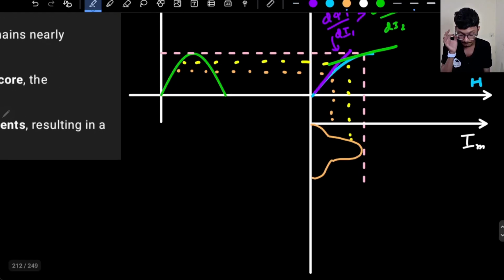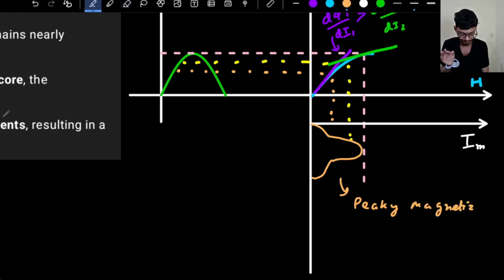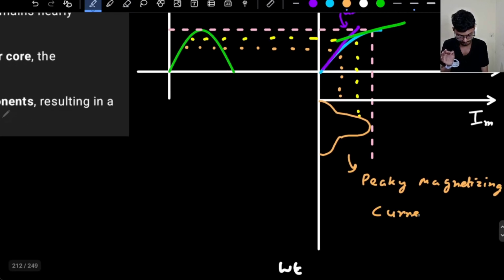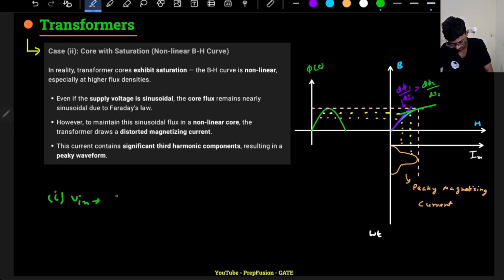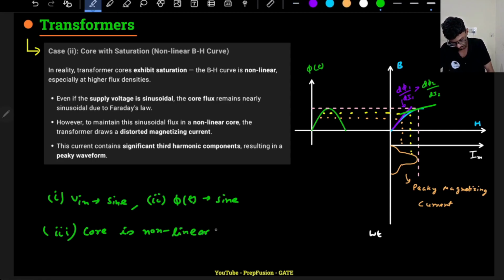This nature is called peaky magnetizing current. Peaky magnetizing current happens when the assumption is that your input voltage is sinusoidal and your flux phi(t) is also sinusoidal, but your core is non-linear, or it saturates.